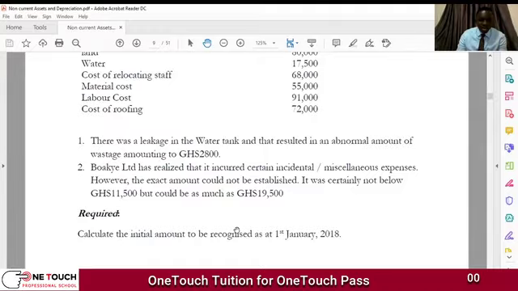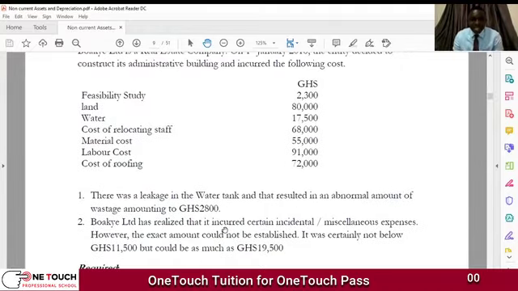The initial amount to be recognized. So, which of these? We know that feasibility is out. The value of the land to be included, the water that will be used, cost of relocating staff, okay, so that is out. Material cost to be included, labor cost to be included, roofing cost to be included. What of the leakage in the water tank, and that resulted in an abnormal amount of waste? Now we know that anything that results in abnormal losses, waste, those things cannot be included as part of the cost.